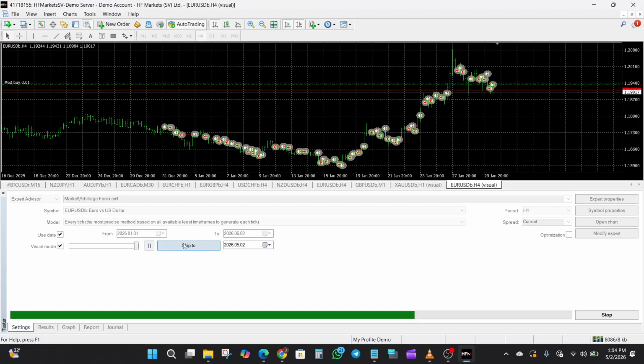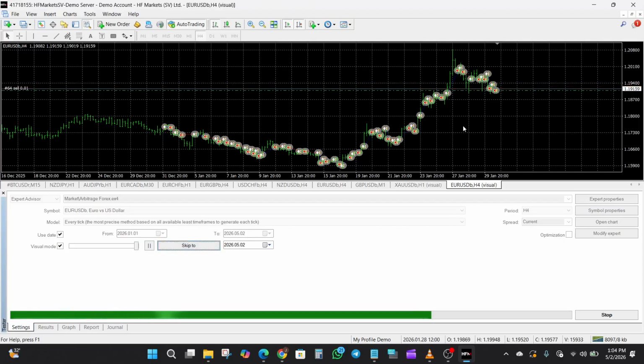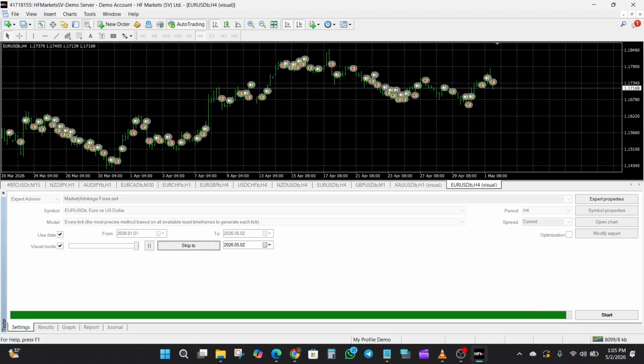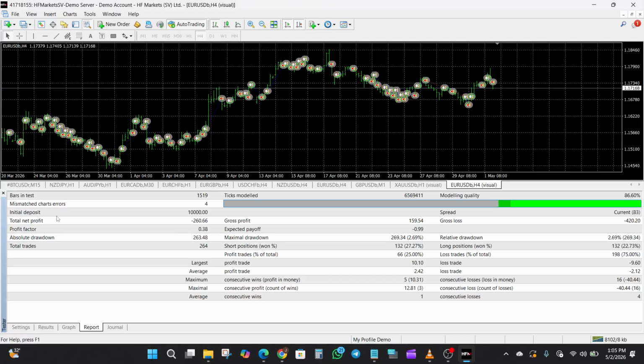So now let's just skip to the end of this backtest to see how the EA performed over the past 4 months, during the period of the backtest. Let's analyze the results together. What we are seeing is a cycle-based system, not frequent wins, but periodic profit closures after phases of drawdown. Now we can see that from an initial deposit of 10,000 US dollars, the total net profit was negative 260.66. So at the end of 4 months, it was a losing game.